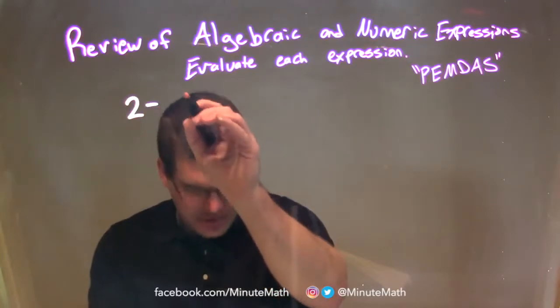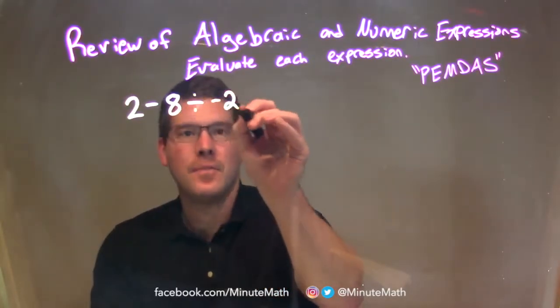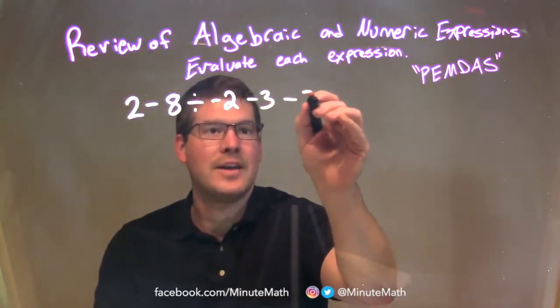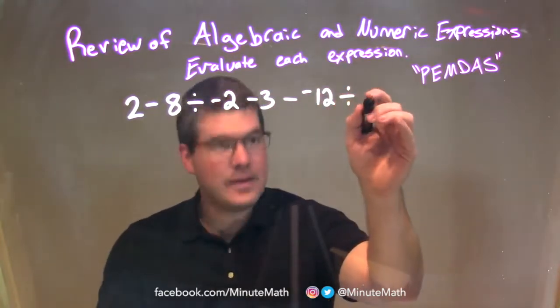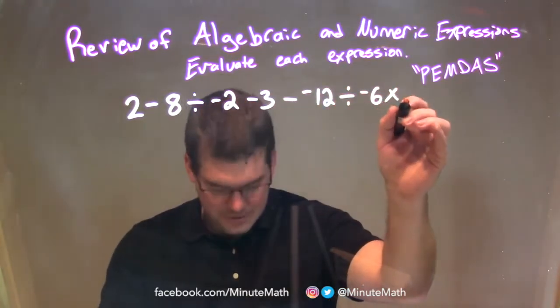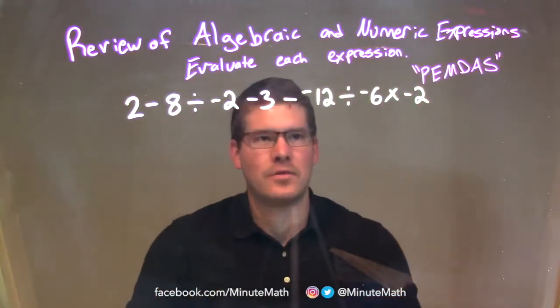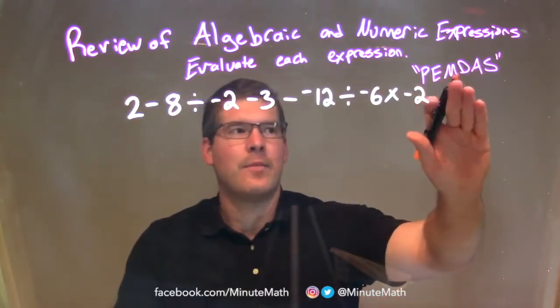2 minus 8 divided by negative 2 minus 3 minus the negative 12 divided by negative 6 times negative 2. Okay, so please excuse my dear Aunt Sally. Okay, we don't have any parentheses or exponents. We have multiplication and division.